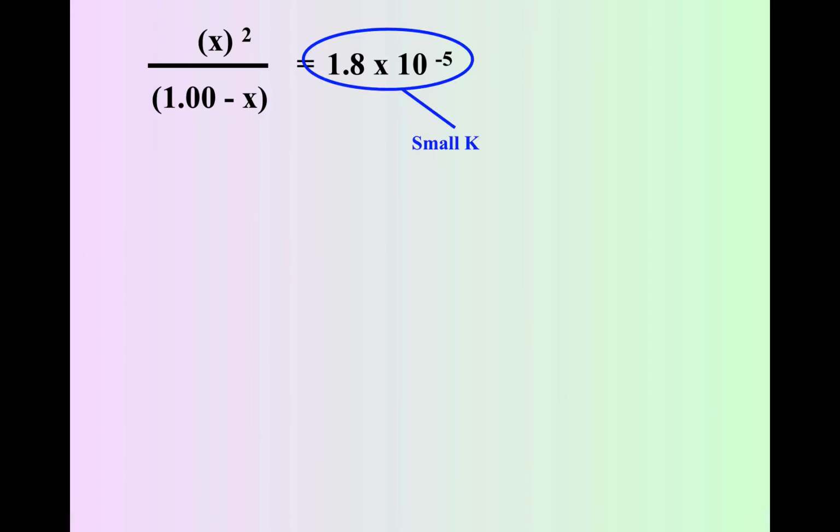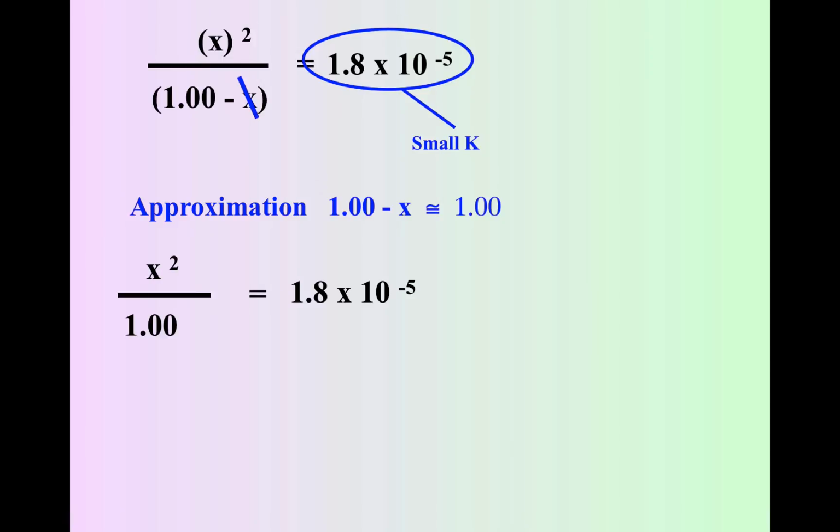So I'm going to get a little bit of error, but it's going to make it a lot easier to solve for X. As long as K is small, and the concentration of the reactant was large enough, this isn't so bad. I can make this assumption that the concentration really isn't changing for the reactants.